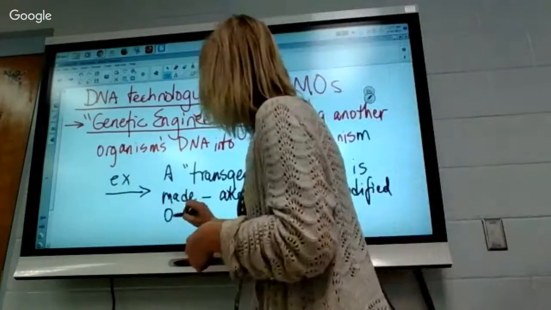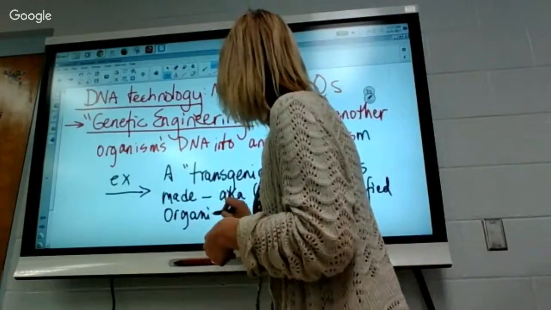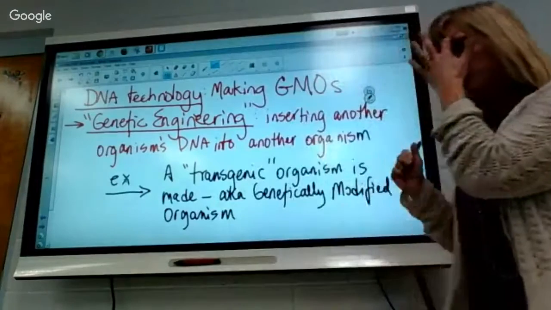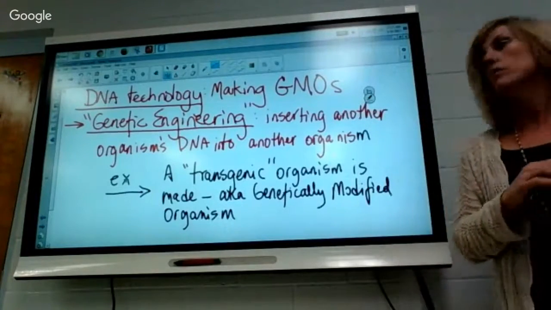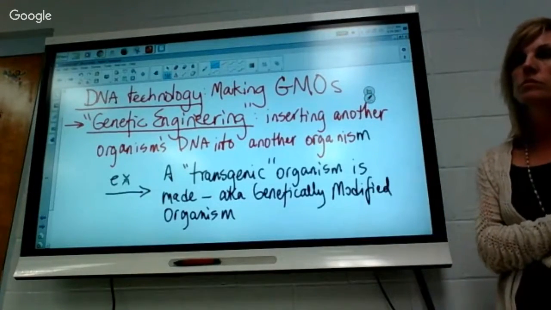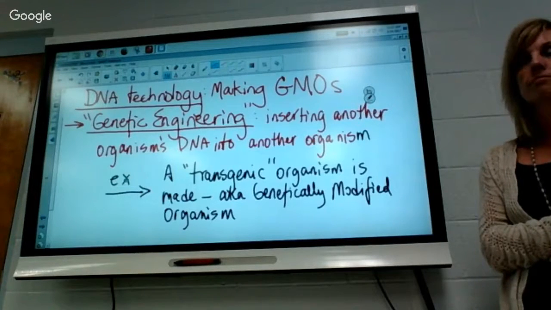Okay, so that's just another nickname. A transgenic is a genetically modified organism. It's not like the cancer. It's been genetically modified. Right.